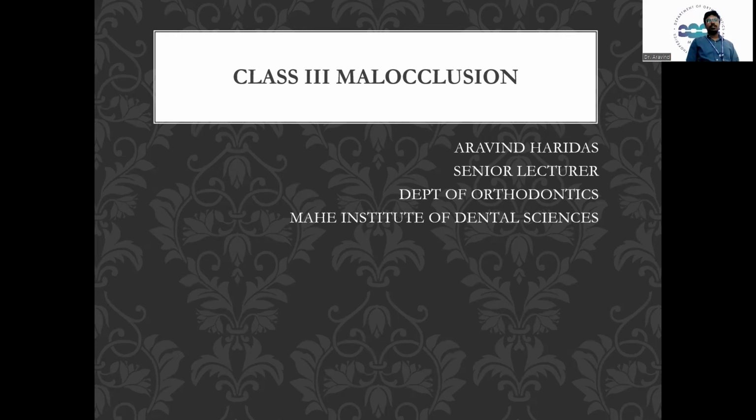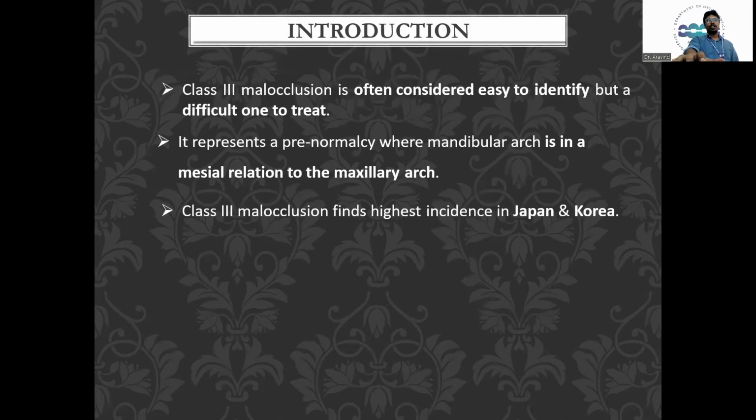Good morning, everyone. My topic for today will be class 3 malocclusion and its management. Now, as an introduction, class 3 malocclusion is often considered an easy one to identify, but a difficult one to treat. So, it basically represents a condition where the mandibular arch is in a mesial relation to the maxillary arch. Class 3 malocclusion finds its highest incidence in Japan and Korea. So these are the areas where class 3 malocclusion is more prevalent.